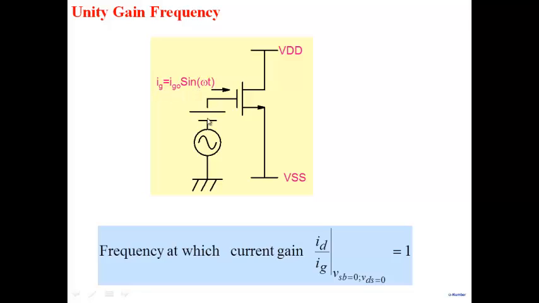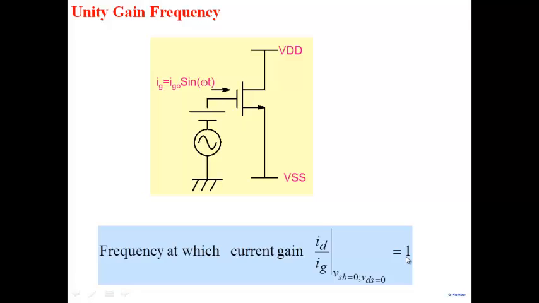So under AC condition, the gate current is not 0. You have a gate current here, and there'll be an AC drain current here also. So you can define an AC current gain, which is the AC drain current divided by AC gate current. And note that all other AC voltages are 0. There's no AC voltage between drain and source. There's no AC voltage between source and body. Body is supposed to be shorted to source here. And the frequency at which this gain becomes equal to 1 is what we call the unity gain frequency.